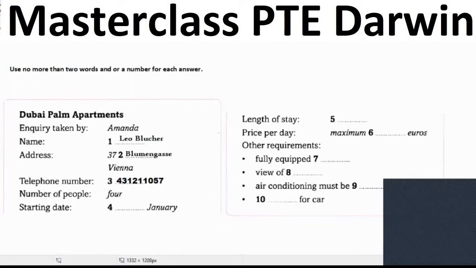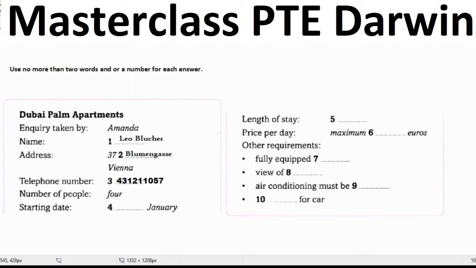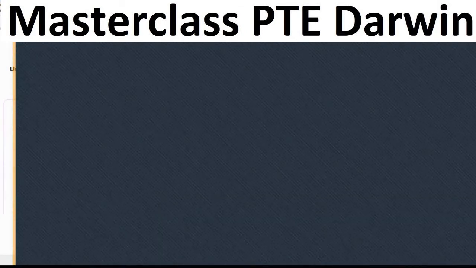January the 1st. So when he likes to stay? 1st January. So we already have January. So what we are missing? We are missing only first. Yeah. 1st January. Okay. And then we need length of stay.